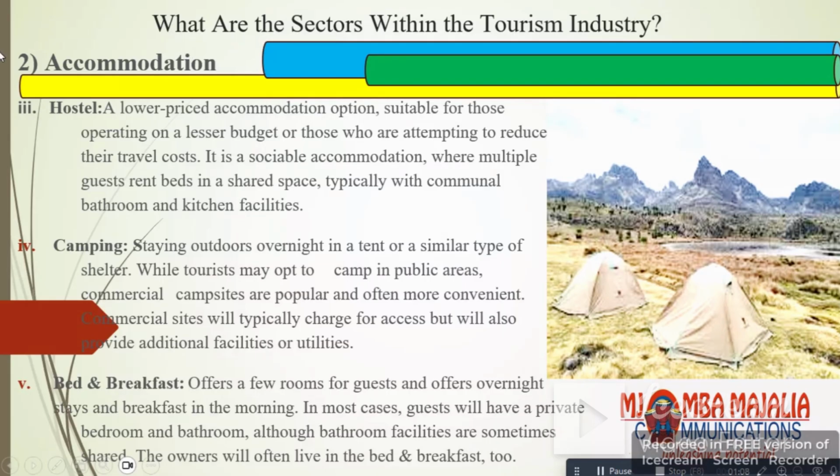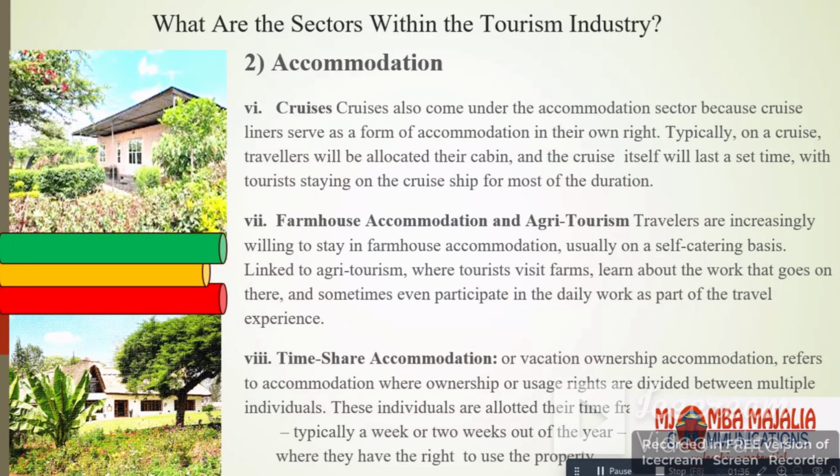What other sectors? We're still in accommodation. We have hostels, a lower-priced accommodation option, viable for those operating on a lesser budget. But in a hostel you are packed in with many people, so you might not have your privacy. Camping is usually outdoors in a tent. There are also bed and breakfast rooms, which cater for guests and offer overnight stays and breakfast in the morning.